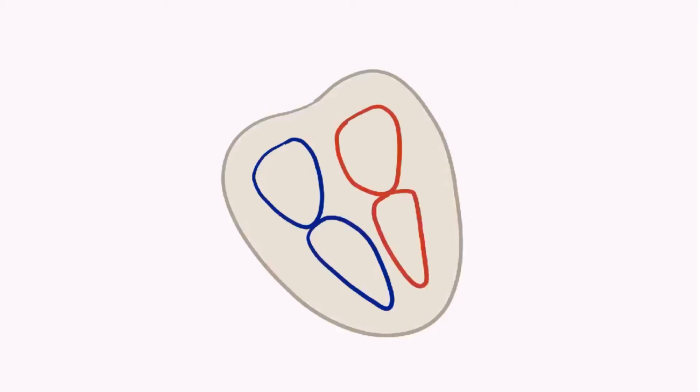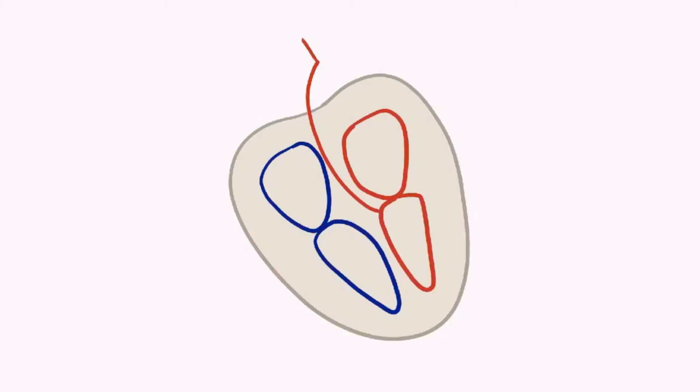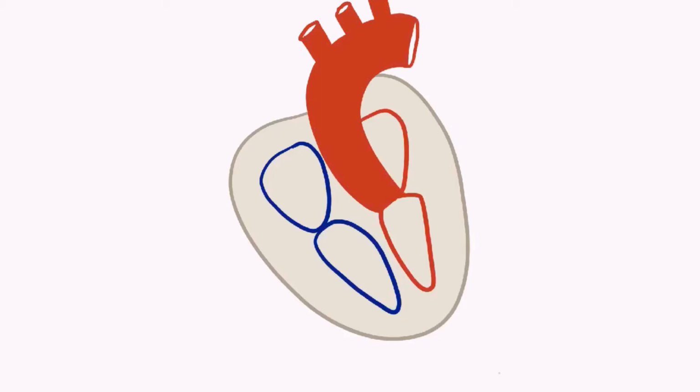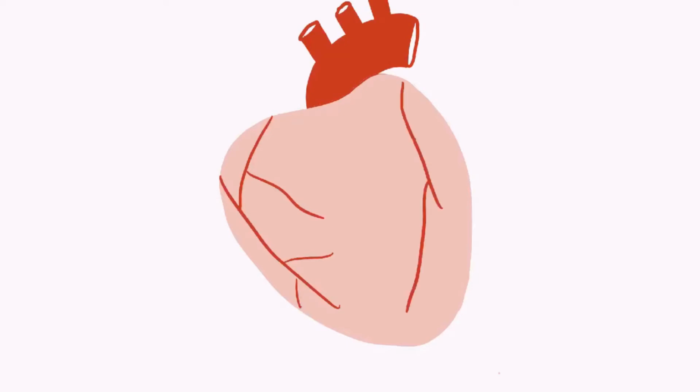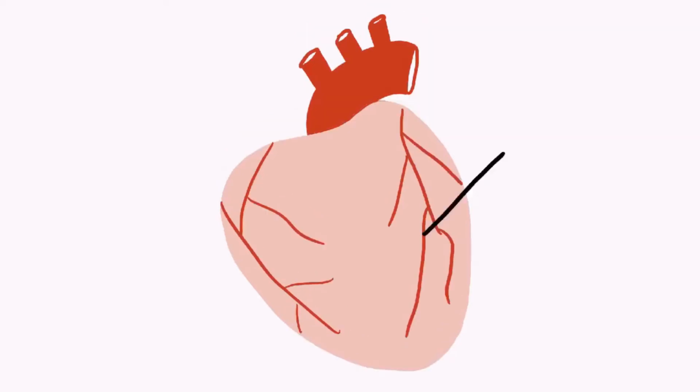So here's the heart. Quick refresher, there's the right side of the heart, which is going to send blood to the lungs. It includes the right atrium and right ventricle. And the left side, left atrium and left ventricle, are going to send blood out to the rest of the body through the aorta. The muscle that encompasses the heart is called the myocardium, and that's filled with a network of coronary arteries, which are feeding oxygenated blood to the heart muscle itself.